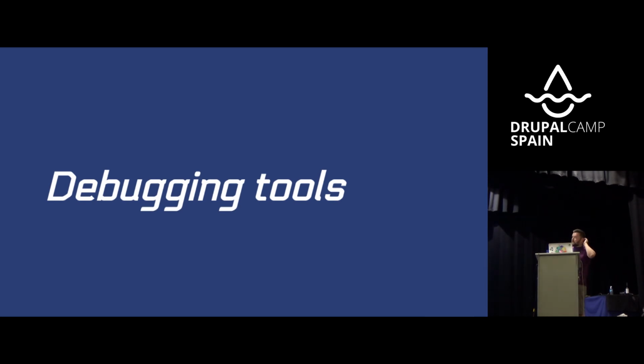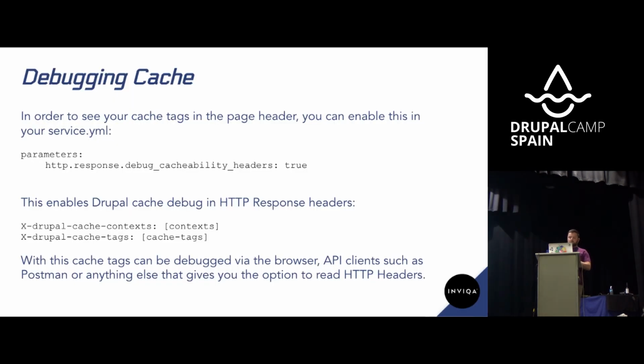So that was the end of practical examples, and I'll just have a few more things to show. Like there's very little in debugging tools. So hopefully everyone knows the services YAML for your Drupal project settings, where you can enable, in the parameters, the HTTP response debug cacheability headers. What this does in your browser or any sort of API clients you would use, with every response you would also get X-Drupal cache context and X-Drupal cache tags, which would contain a full set of cache context and cache tags that were used to create the response you're looking for.